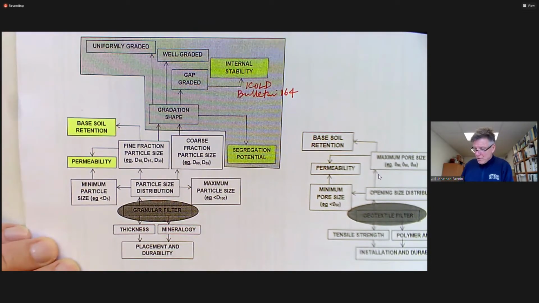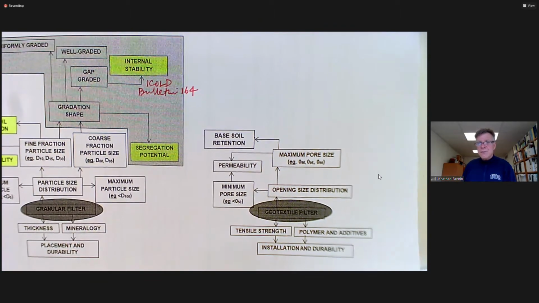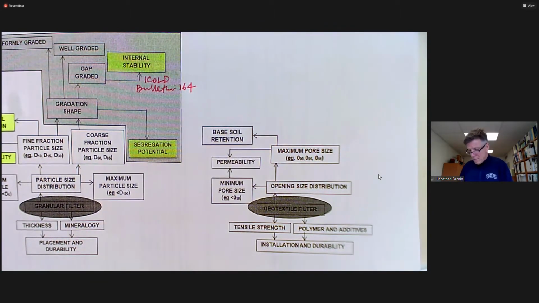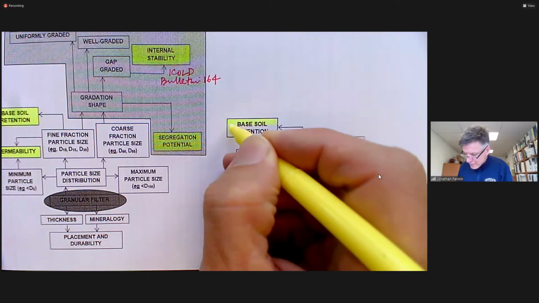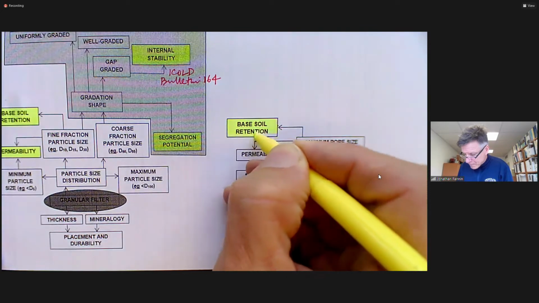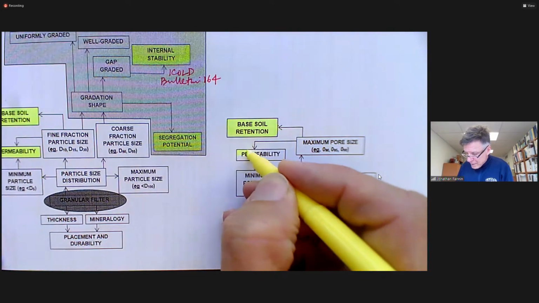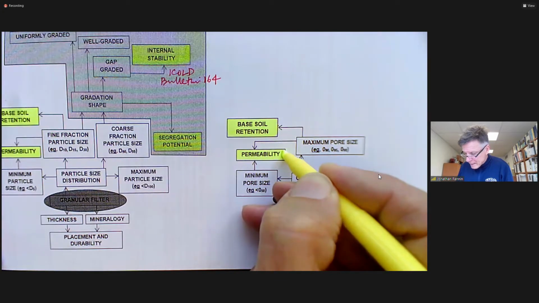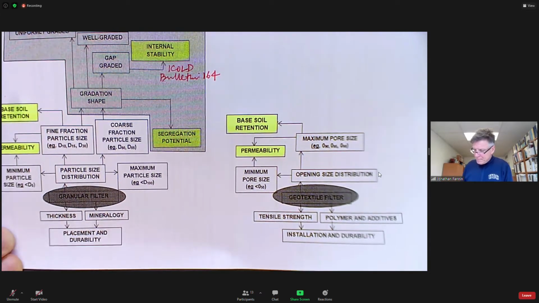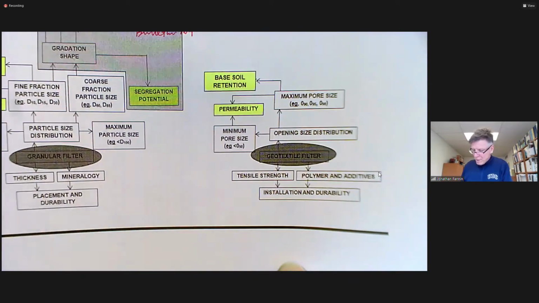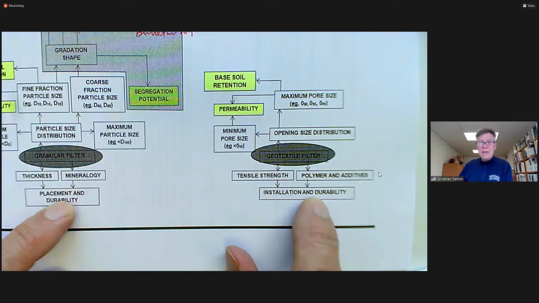Now, were I to draw the parallels across to the geotextiles, then first of all, perhaps we see, where have some of the boxes gone? We see that, yes, base soil retention is important, clearly. Yes, we see that permeability is important. We don't want to be impeding the cross-plane flow of water through, or indeed on occasionally within, the geotextile. We could argue perhaps that there are parallels for placement and durability in terms of installation and durability.